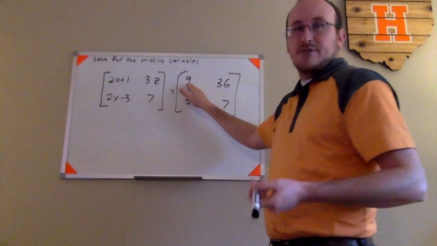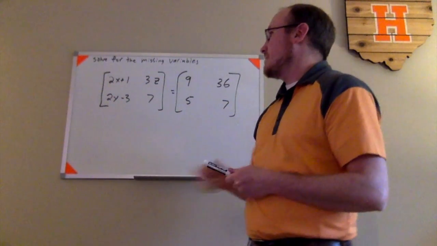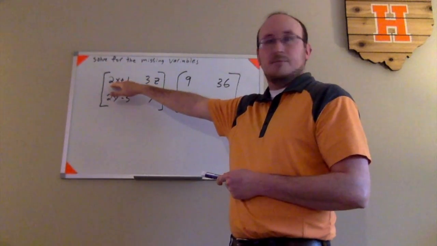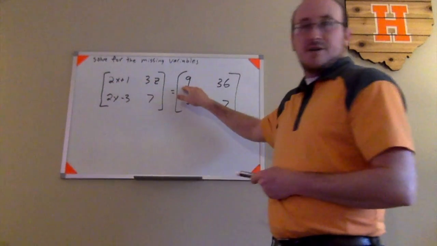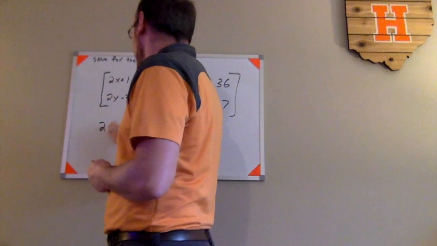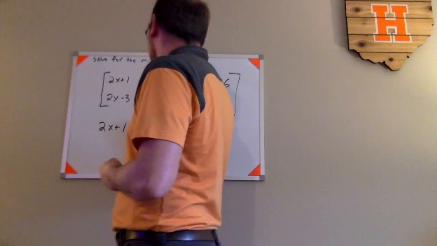its corresponding entry there. So I can just go ahead and set up a very basic equation that sets this first entry here in the first row, first column of this matrix equal to the entry in the first row, first column of that matrix. And I will have 2x plus 1 equals 9.